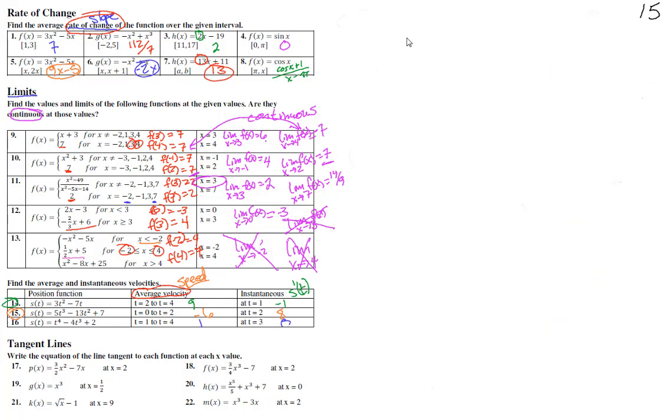That's kind of cool. And finally, we are down here on numbers 17 through 22, tangent lines. It says write the equation of the line. All right, stop right there. When you write an equation, you need two basic things. You need a slope and you need a point. We'll call it x1, y1. And you remember how to do this with point slope form.